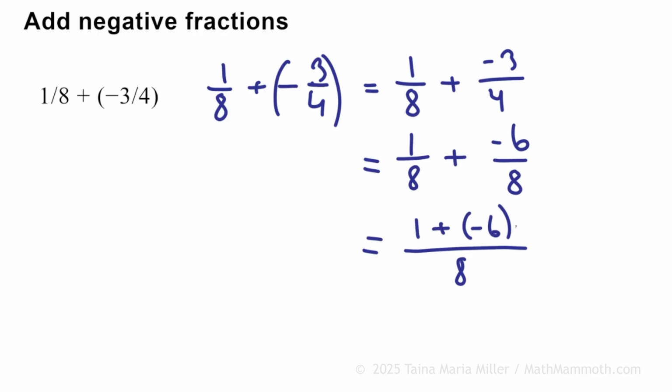Okay, so that should be easy. 1 plus -6 is -5. And so that's our final answer, -5 over 8, except normally it's written with the negative sign in front of the fraction, so -5/8.